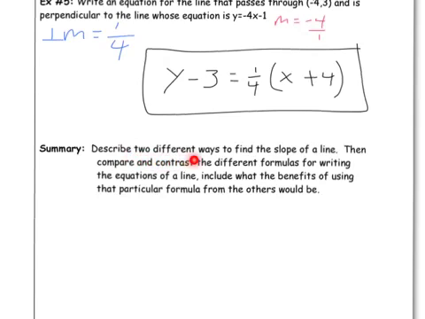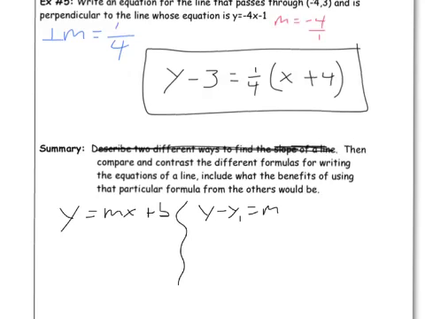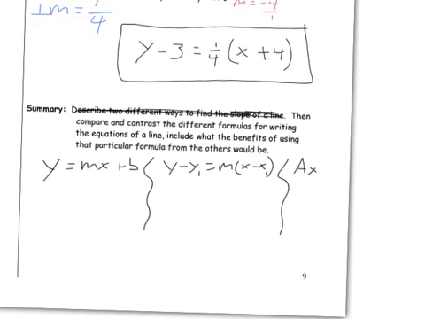For your summary, describe 2 different ways to find slope of a line. Actually, I don't want you to do that one. What I do want you to do is compare and contrast the different formulas for writing the equations of a line, including what the benefits of using that particular formula from the others would be. So what I mean is, you got this one. You got this one. And actually, we also learned this one. Remember, standard form. Let me zoom out just so I have some room to write it.